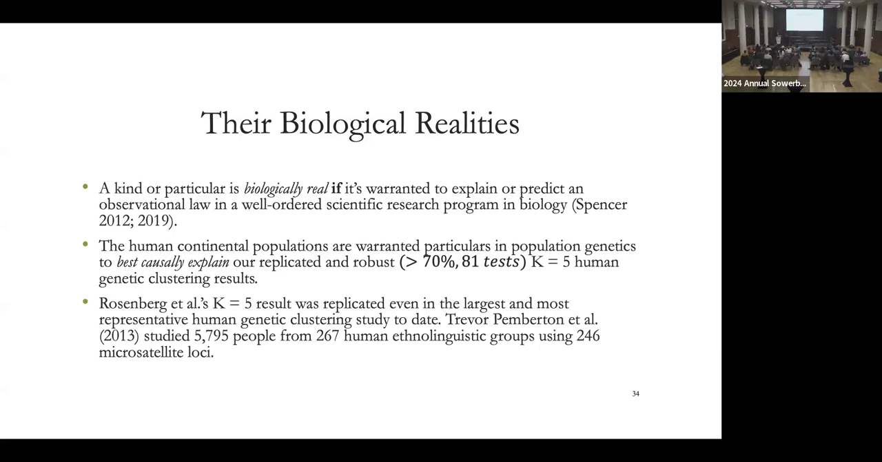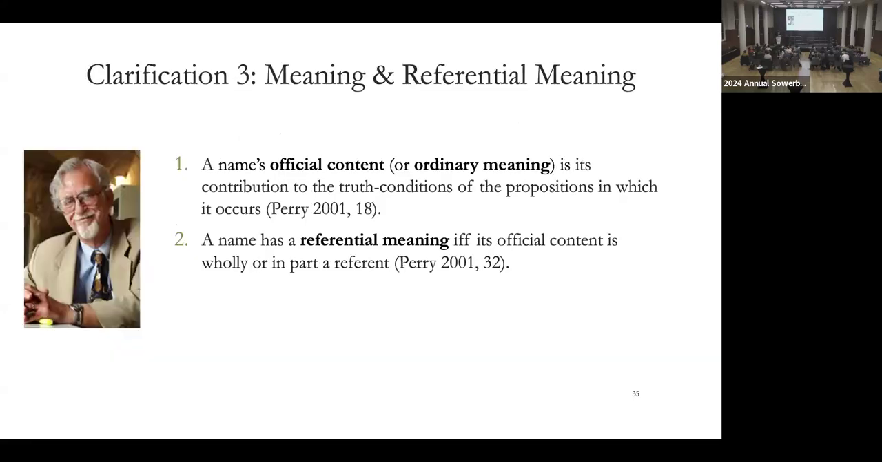Population geneticists are so confident about this, you actually can see Rosenberg et al.'s results included in popular population genetics textbooks across the world. Okay, so what do I mean by meaning?